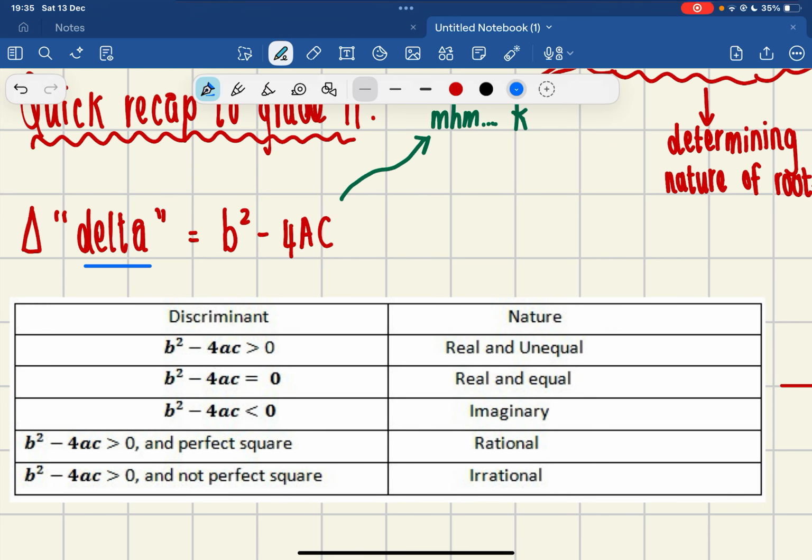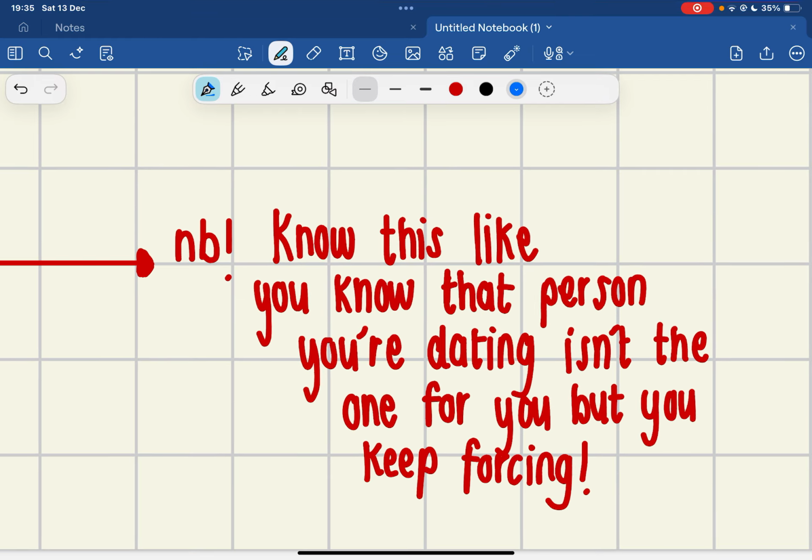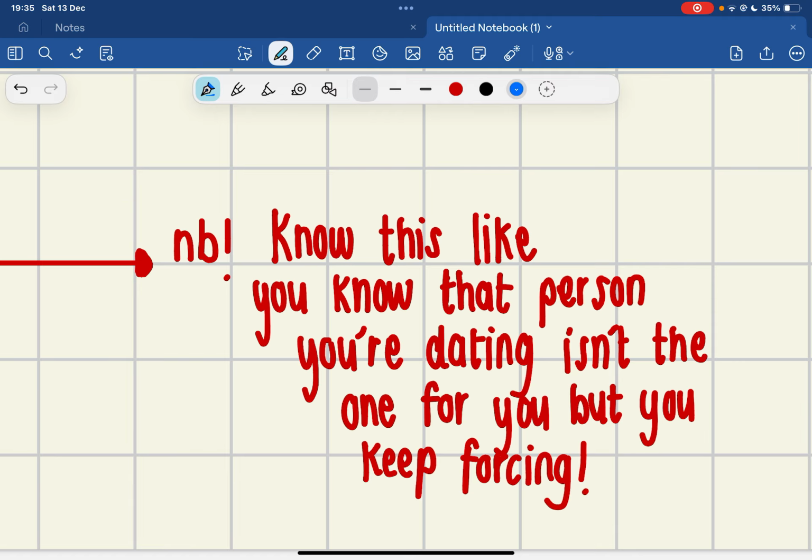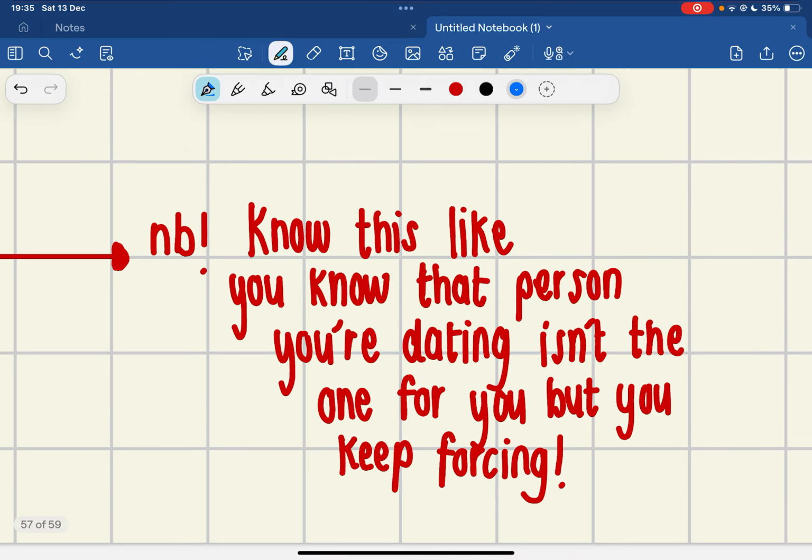Now, in B, I did write here, notice, like you know, that person that you're currently dating is not the one for you, but you just keep forcing. So know that. Keep it a fact.